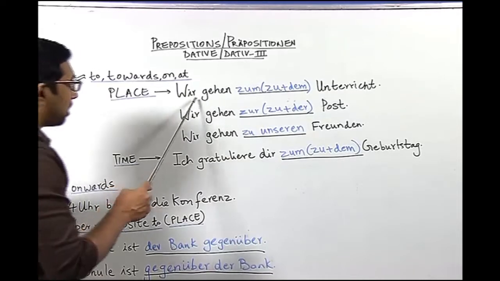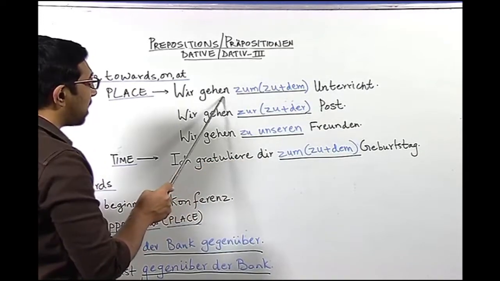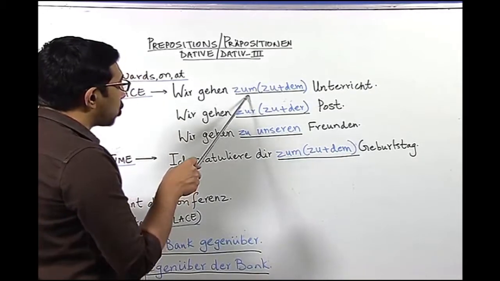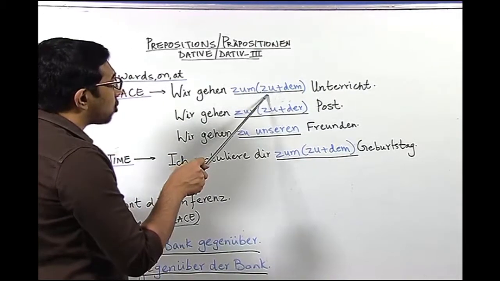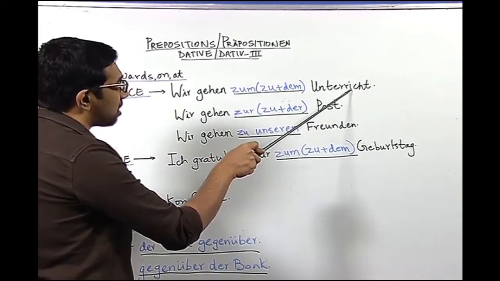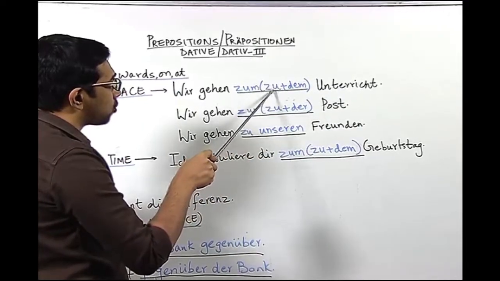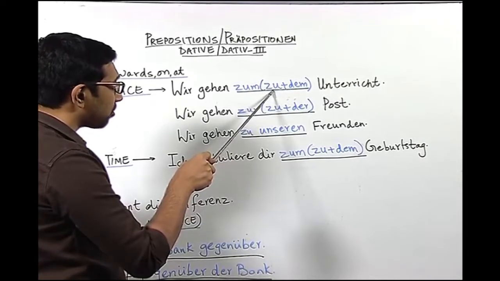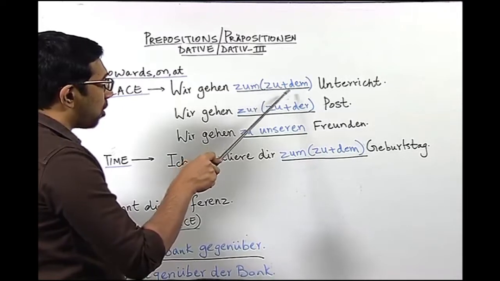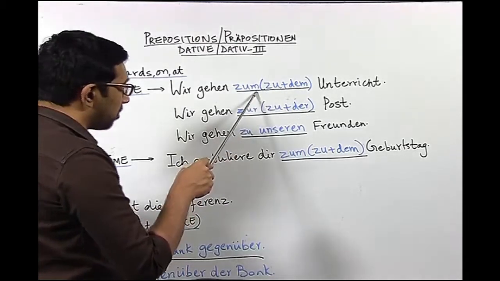Now, here in this sentence we have wir gehen zum Unterricht. Here we have the verb gehen, which you know means to go, and if you look closely I have written zum, which is a combination of zu and dem. You know the article of Unterricht is der Unterricht. Der Unterricht becomes dem Unterricht when it is combined with the preposition zu, which is a dative preposition. Like in the previous prepositions, von and dem becomes vom, bei and dem becomes beim, zu and dem becomes zum.